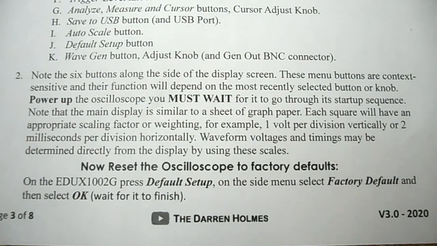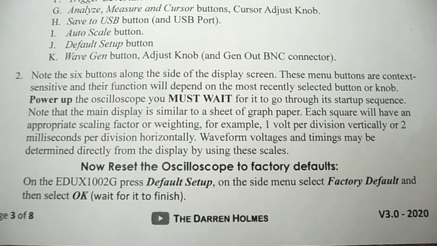When it's done the startup sequence, you will notice the display is similar to a sheet of graph paper, where each square will have an appropriate scaling factor. It says waveform voltages and timings may be determined directly from the display by using these scales. It tells us to now reset the oscilloscope to the factory defaults. There's a lot of knobs and buttons and menu items that you can customize, so everybody comes along and changes them. So we'd like to start off fresh with a factory setup.